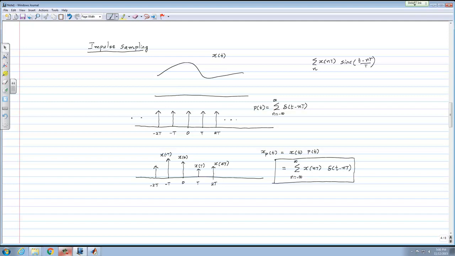Okay, let me try to draw some of these terms corresponding to n equal to 0, 1 and maybe negative 1 or something like that. Let me start with n equal to 0. So the term corresponding to n equal to 0 is x of 0 times sinc t over T. Do you agree?